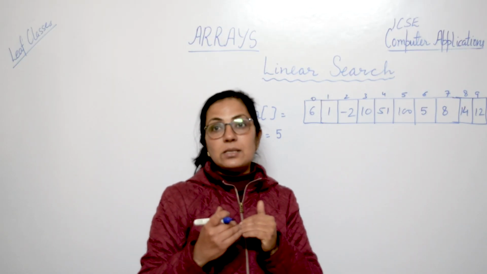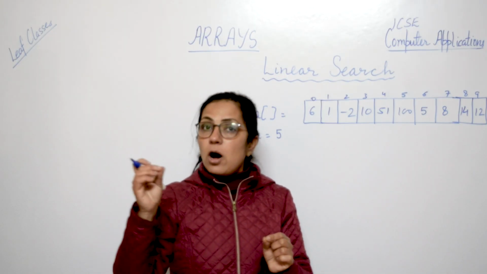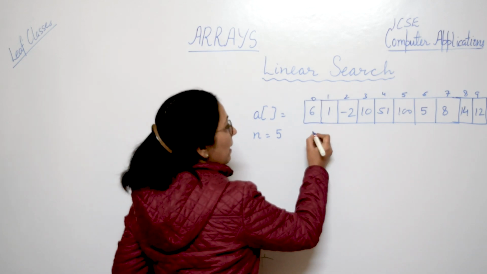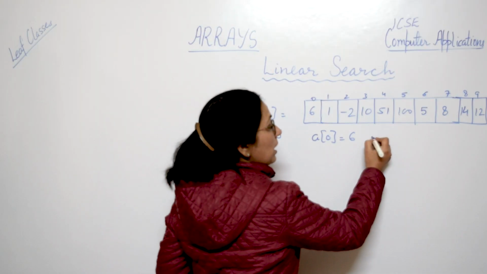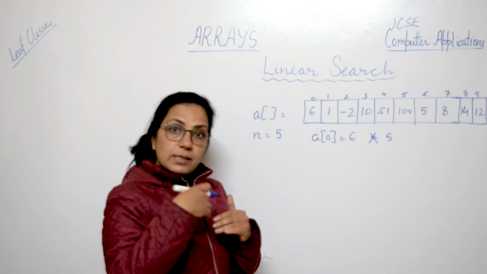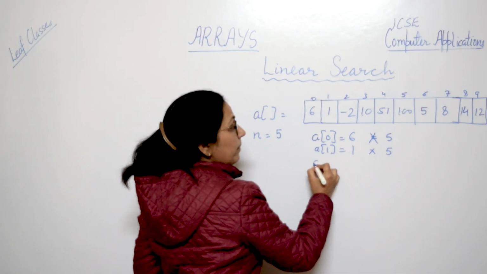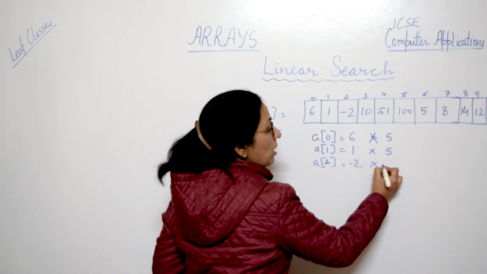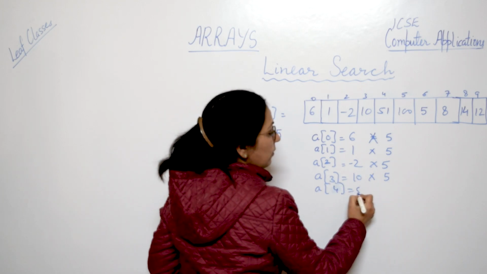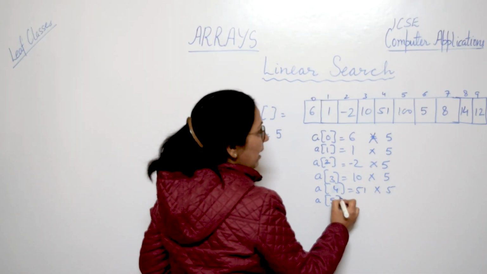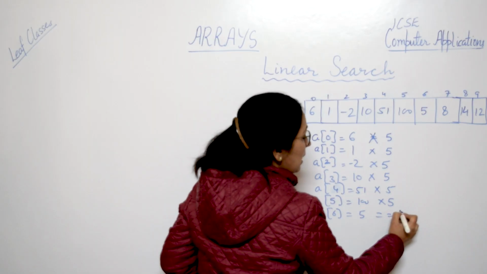Now how will you start this searching process? From the 0th index number till the last index number, or till you get that number. So first we have to compare A0. The value of A0 is 6. Is it equal to 5? No, this is not equal to 5. So we will skip this and we will move to the next element. A1 is 1. Again it is not equal to 5. A2 is minus 2. This is not equal to 5. A3 is 10, which is again not equal to 5. A4 is 51, which is again not equal to 5. A5 is 100, which is again not equal to 5. A6 is 5, which is equal to 5.